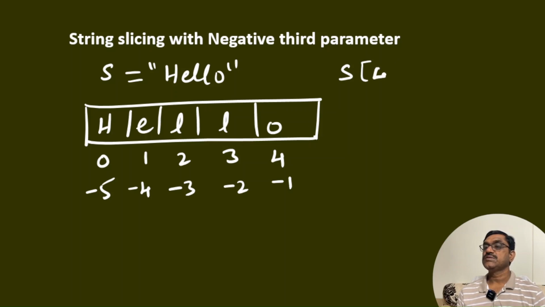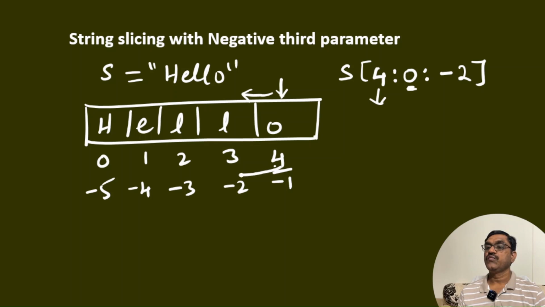Here I'm using the string like this, S of 4 to 0 colon, and the negative parameter I'm writing it as -2. What is the output of this string? This is the starting index 4, that is we are starting from this, right? And the end index is 0. From here we move in reverse order. You move from 4 to, are you moving up to 0? No.